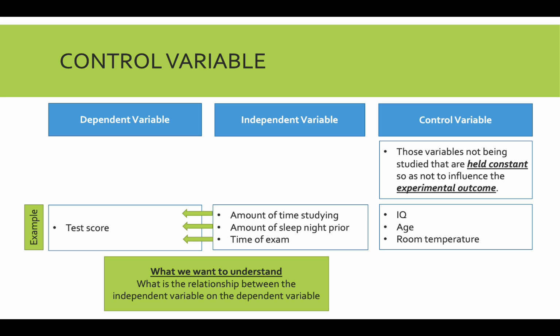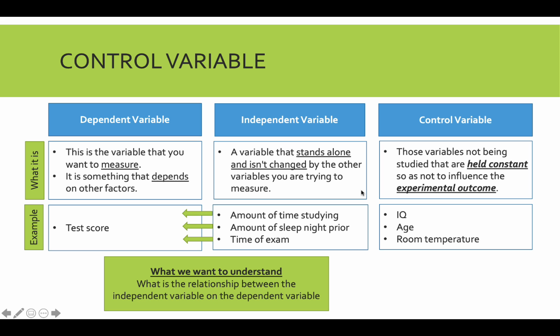So if you think about what we had before, here we had the dependent variable: we want to measure test scores. How well did you do on your last test? Well, this is an online class, so maybe that influences some time. Maybe the amount of time studying is independent, the amount of sleep prior, the time of exam. Other independent variables could be, do you have a computer in working order? Did you work all day?